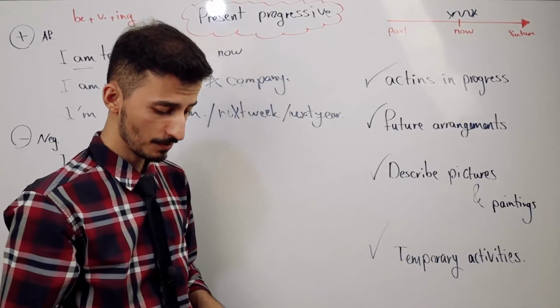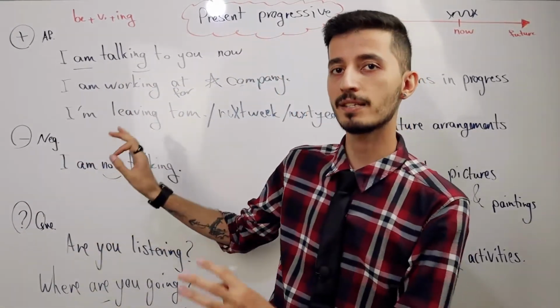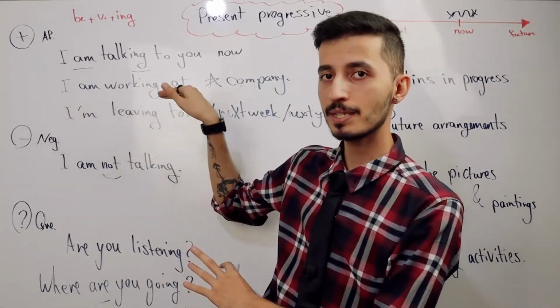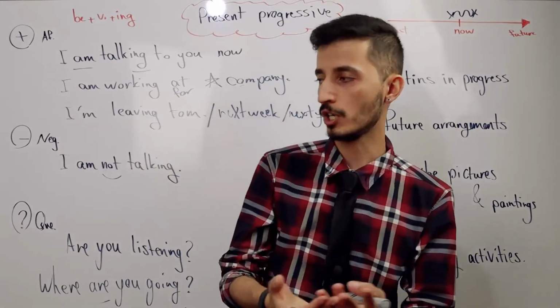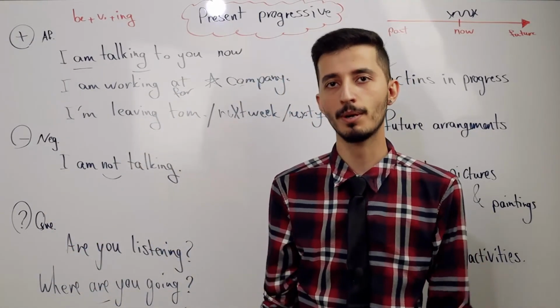Can we make it negative? Yes, of course. Everything I told you about making negative and making questions is the same, because it's the same structure. So the way you made this present continuous and talk about the future, you can simply make it negative and still be talking about the future. There's no problem with that.